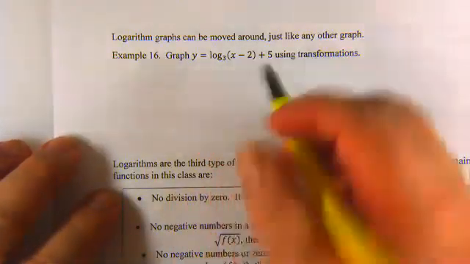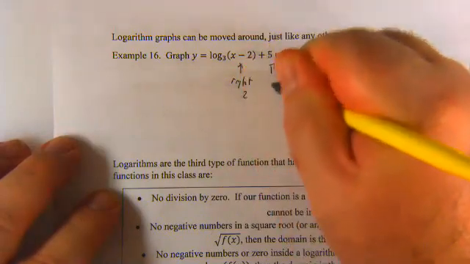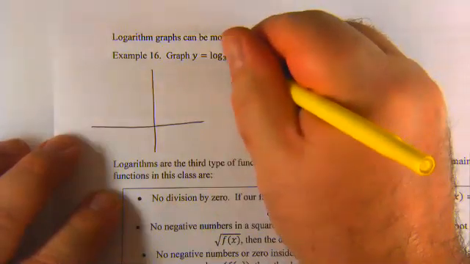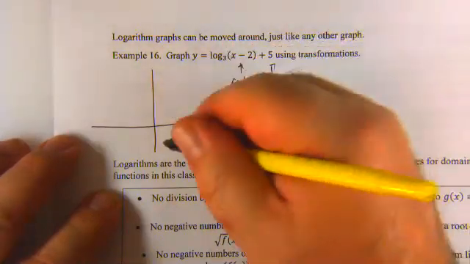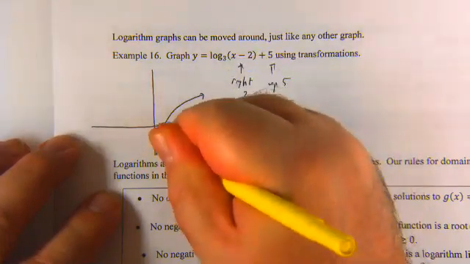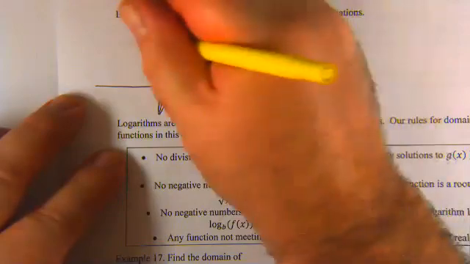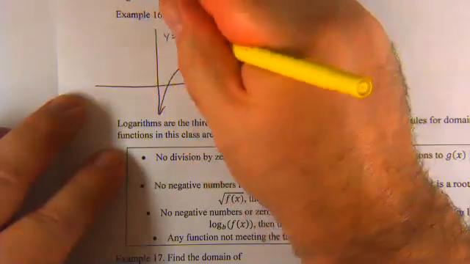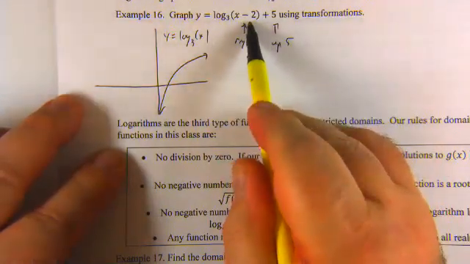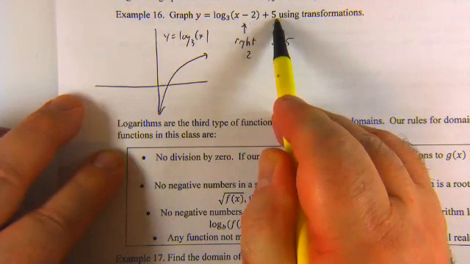Graph this thing, right 2 units, up 5. What's the basic graph? Log base 3 of x. The basic log graph looks like that. This is the graph of y equals log base 3 of x. And then we moved it by moving it right 2 units and then up 5.